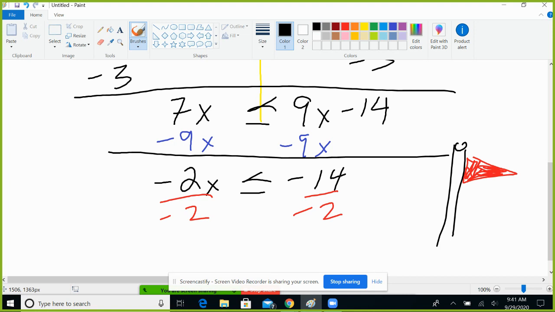Red flag. Red flag. What's going on here? We're dividing by a negative. So if we're dividing by a negative, I need to make sure to switch my inequality. So I switch my inequality because we're dividing by a negative, and I get x is greater than or equal to 7.